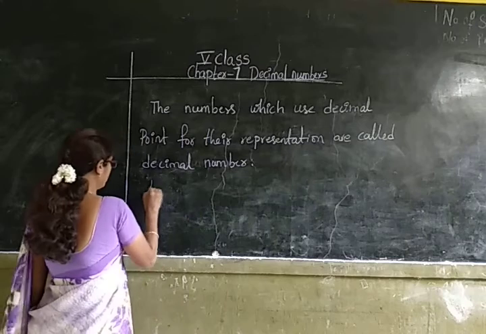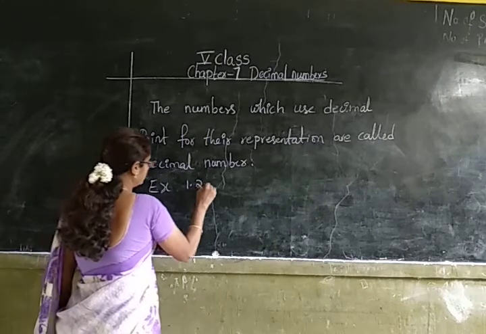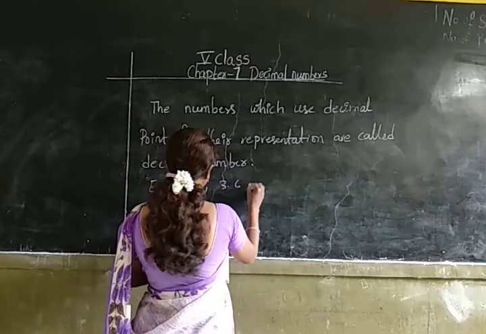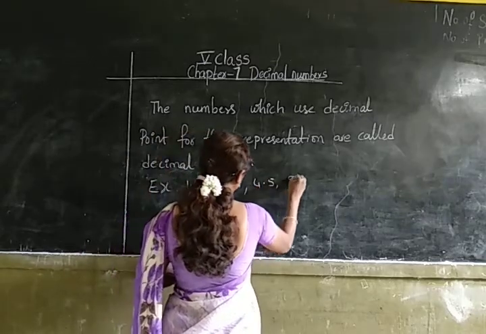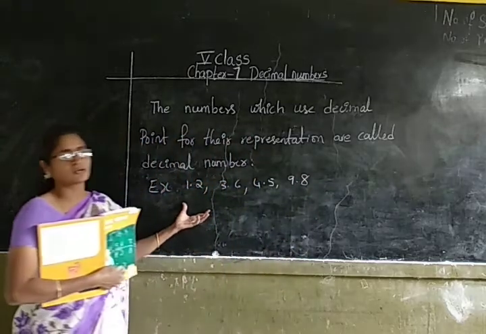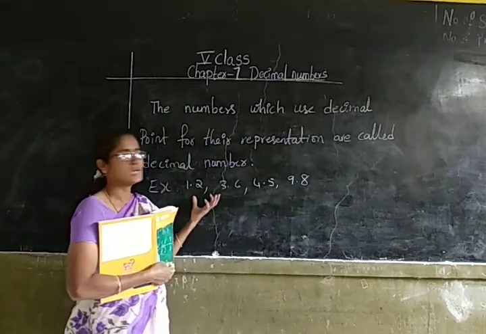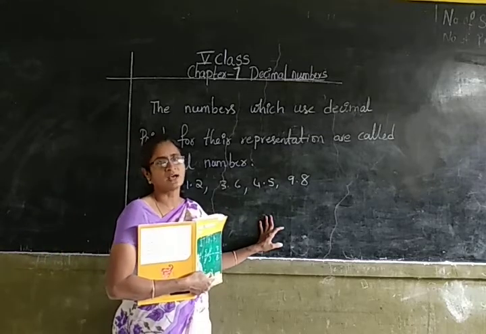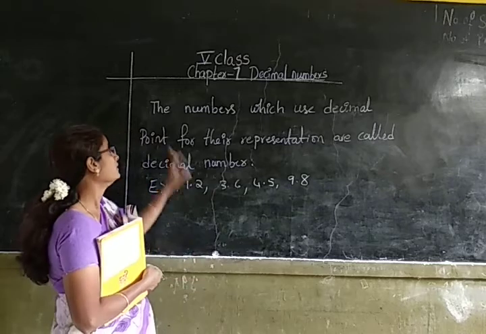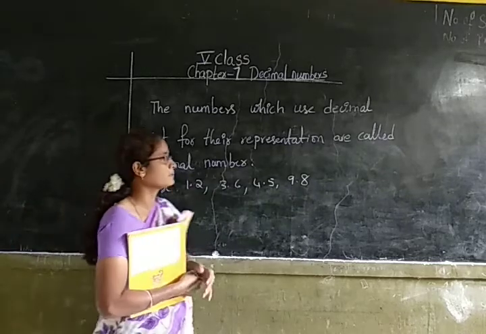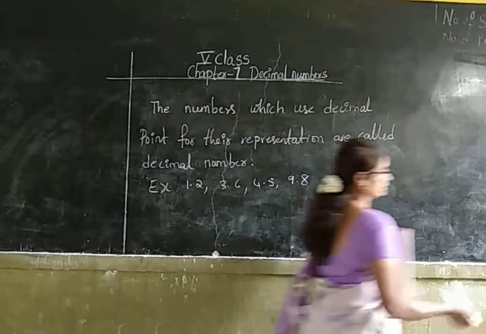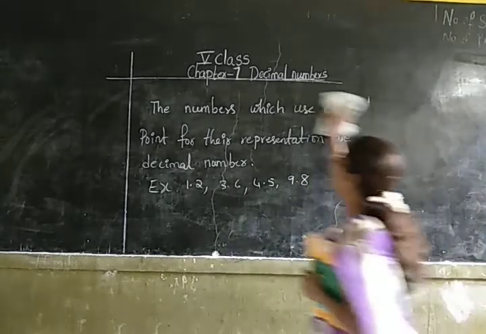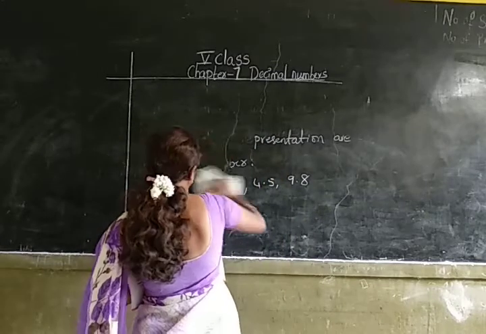Okay children. For example, 1.2, 3.6, 4.5, 9.8. All these are called decimal numbers because they are having a point in them. Did you understand children? The numbers which use decimal point for their representation are called decimal numbers.